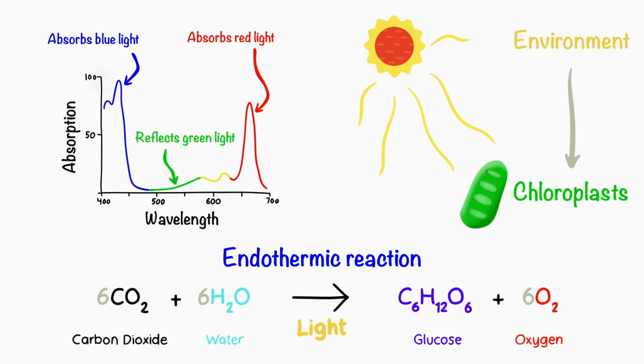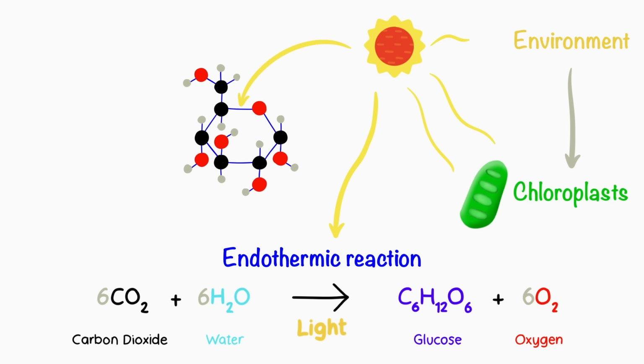An important characteristic of photosynthesis is that it's an endothermic reaction. This means it requires energy input, in this case, from sunlight. The energy from light is transferred from the environment into the chemical bonds of glucose.